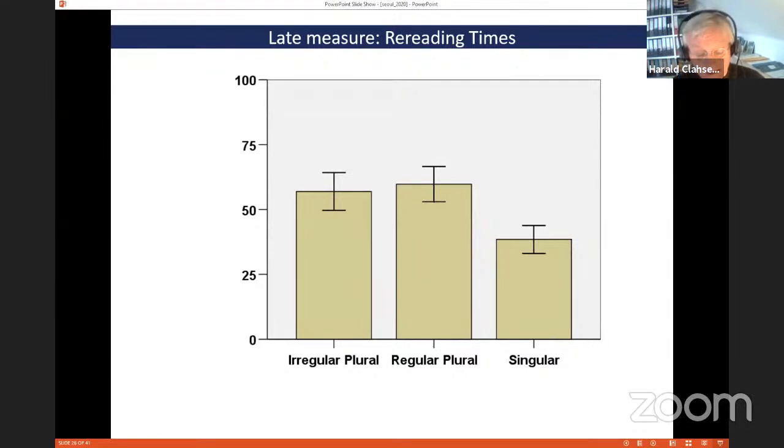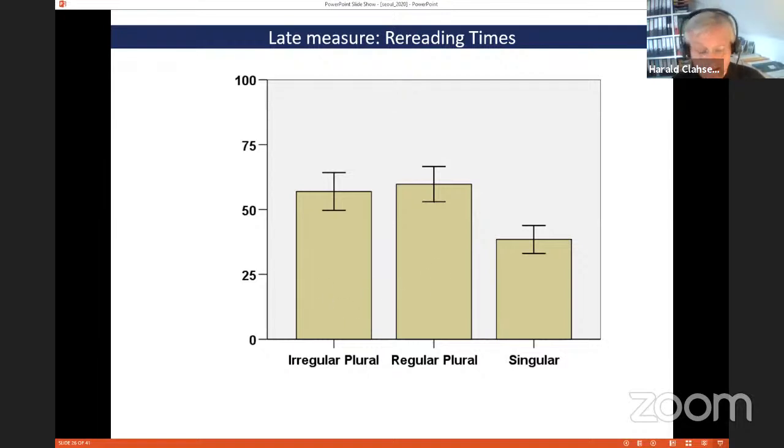Now, what you can see is that the rereading time was longer for head nouns of compounds containing regular plurals in comparison to singulars, but also for head nouns containing irregular plurals compared to singulars. There was no significant difference between the two.